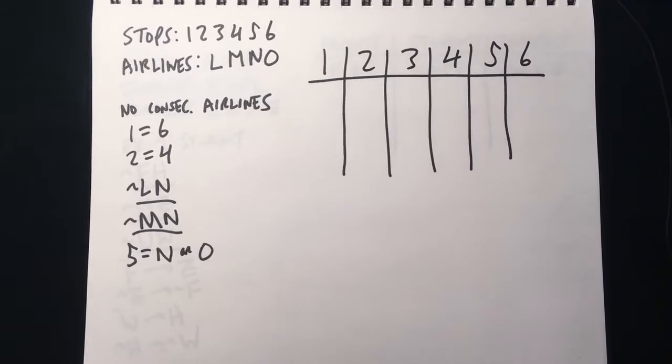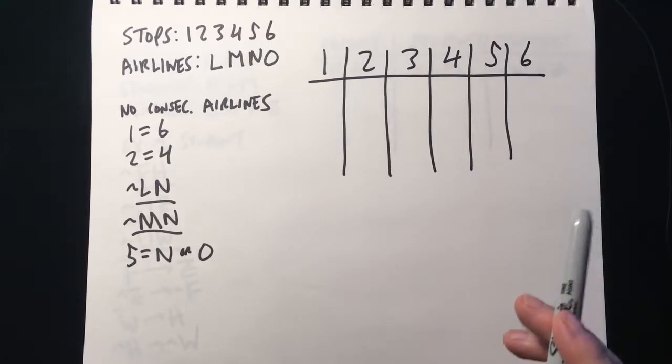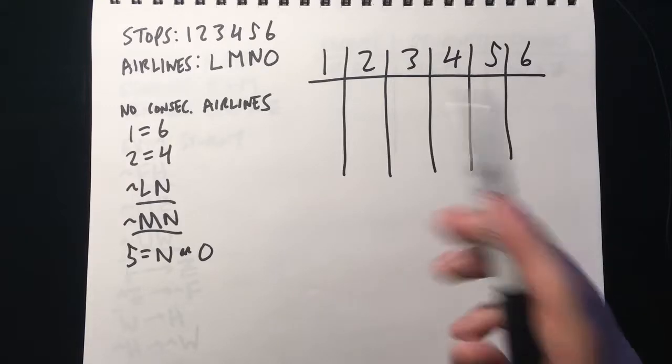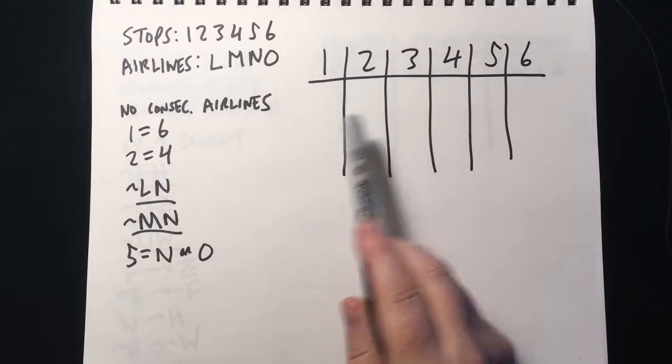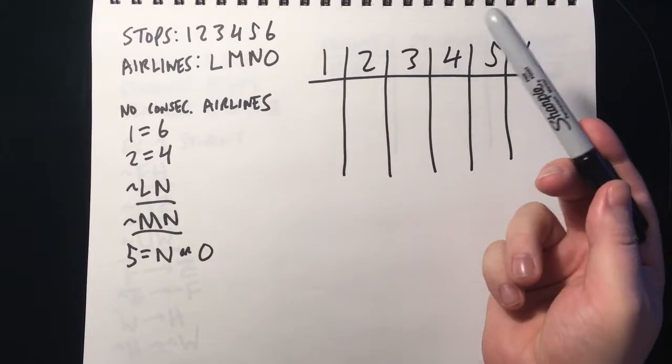Okay, we're taking a look at a game from PrepTest 50, game number 1. And we have a sequencing game with a few twists here. Even though we have these 6 consecutive stops, they have to keep switching airlines, weirdly enough, and there's only 4 airlines to use from.